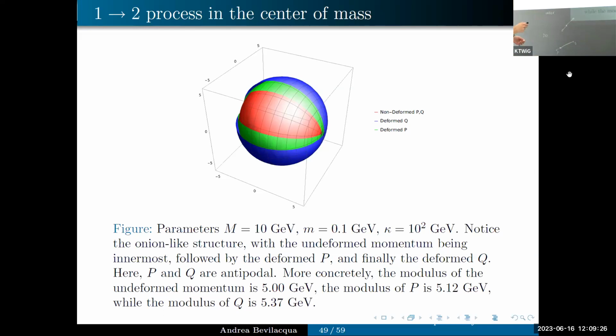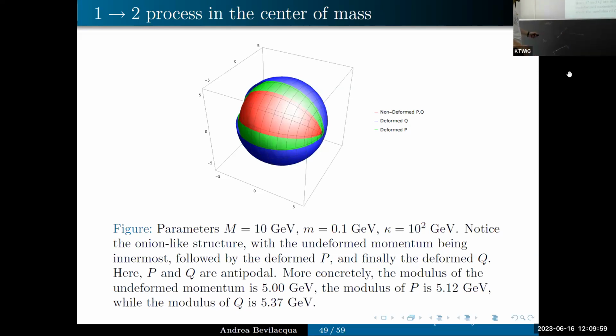You cannot see it here, but maybe you can see it from here. The green is slightly outside the red, and the blue is slightly outside the green. This is very difficult to see, but these parameters are those that show it best. Yes, you brought the value here. So say the modulus is 537. And now you boost them, of course.